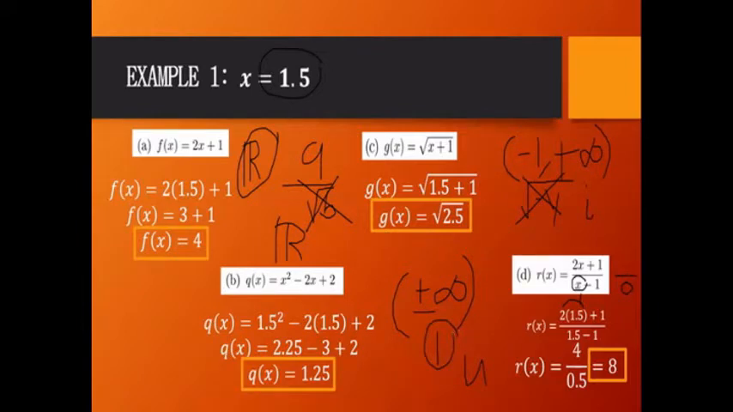Because it will result to an undefined number. In other words, you have an x, but your y does not have a definite value. Even if you try it on the calculator, it will just result in an error once our denominator is 0. Okay? So that's for example 1.